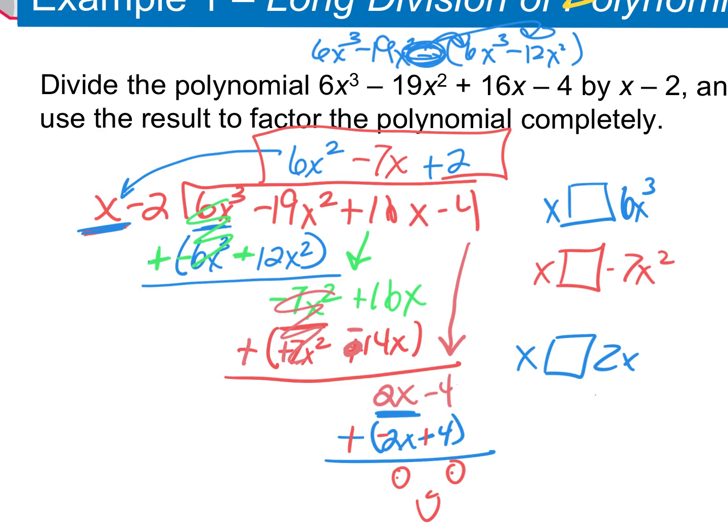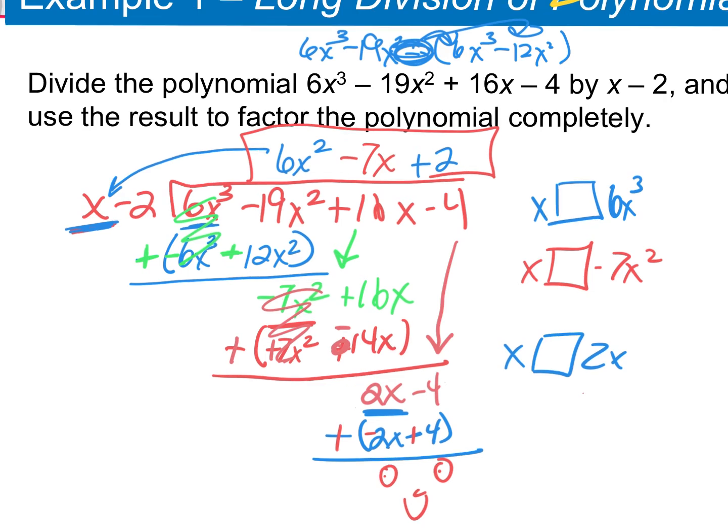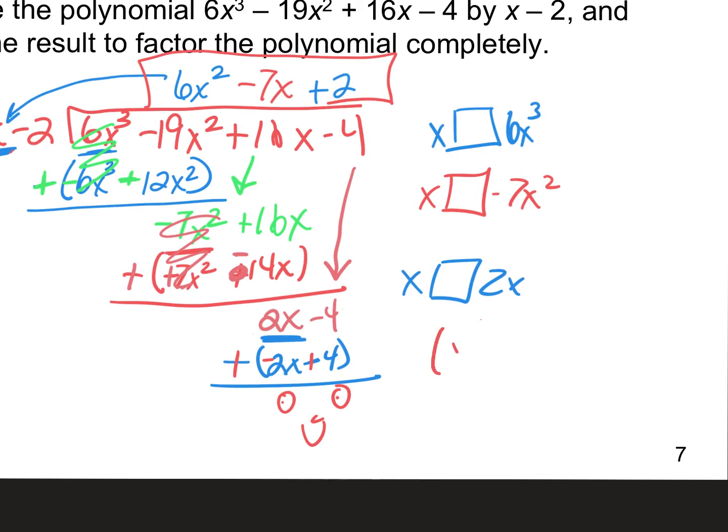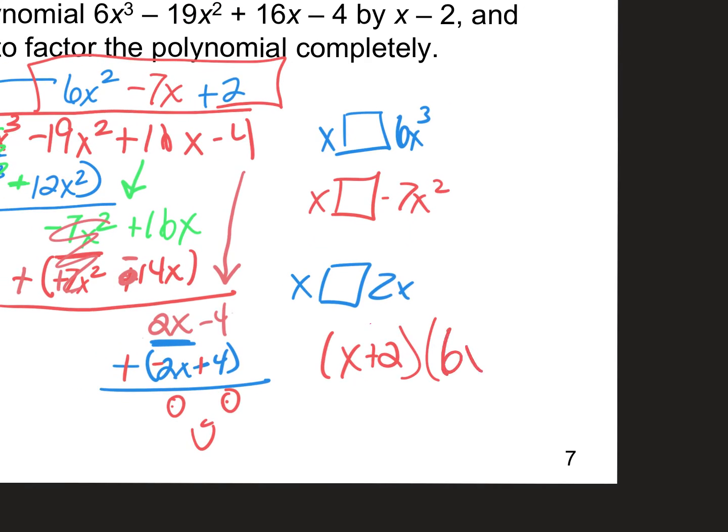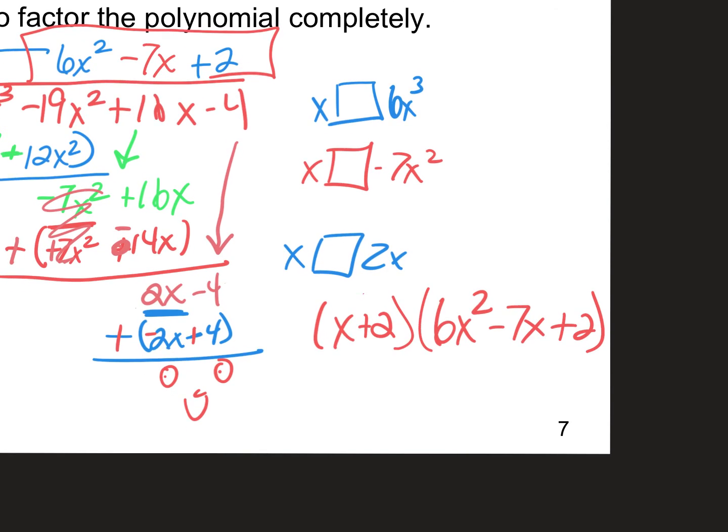When the directions say, I think on WebAssign it says to divide the polynomial and then write the result factored completely. What they mean is to write x plus 2, that's what you divided by, times whatever your answer was, 6x squared minus 7x plus 2. I think that's like the second question, the way they ask it, that's how they want it written.